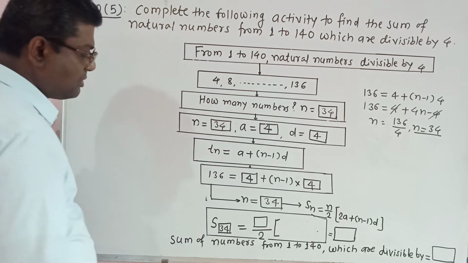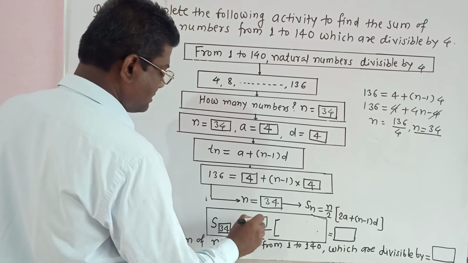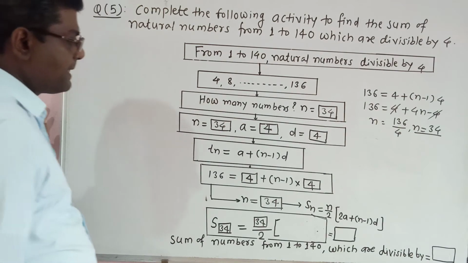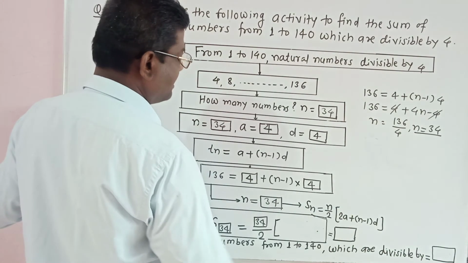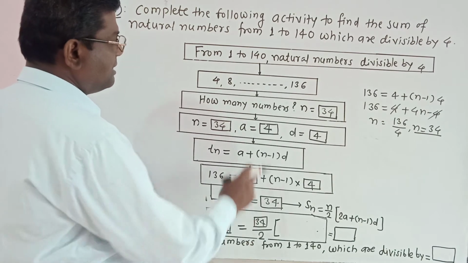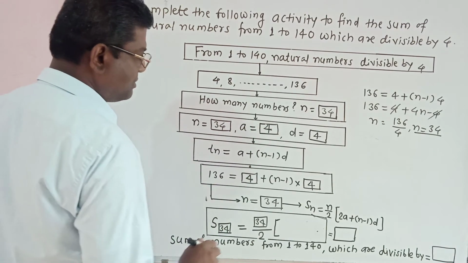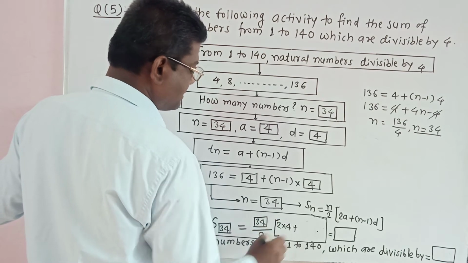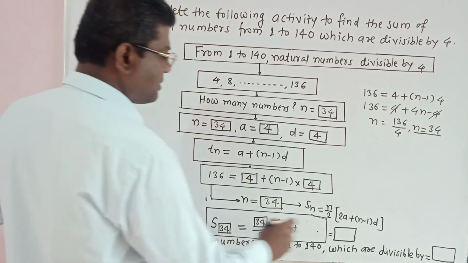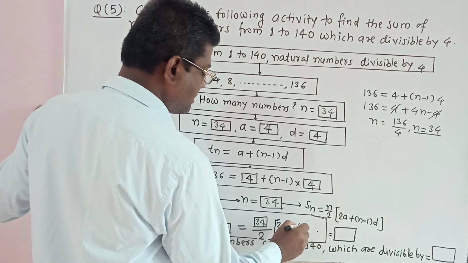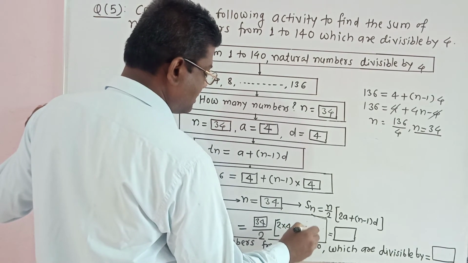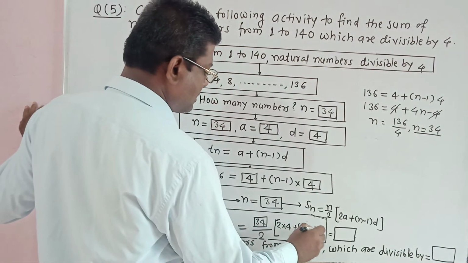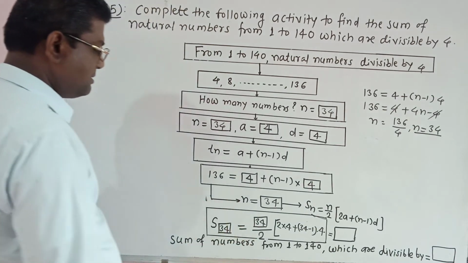Therefore we write here S34. So S34 is equal to 34 upon 2, in bracket 2 into A. What is 2 into A? 2 into A, that is 2 into 4, plus, now n is 34, n minus 1, 34 minus 1 into D. D is also 4. So we have to find this.